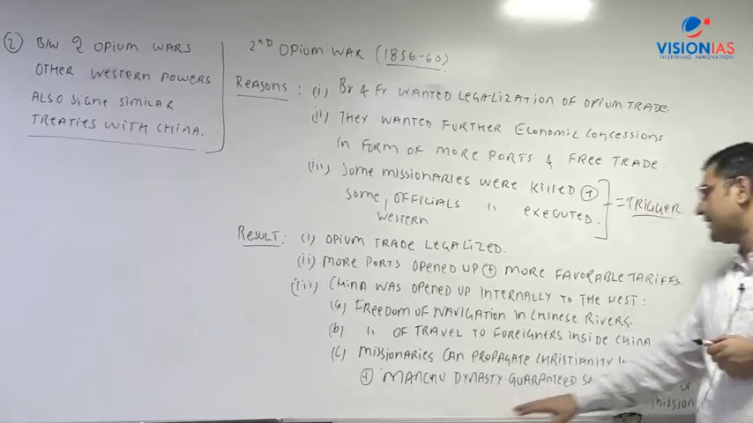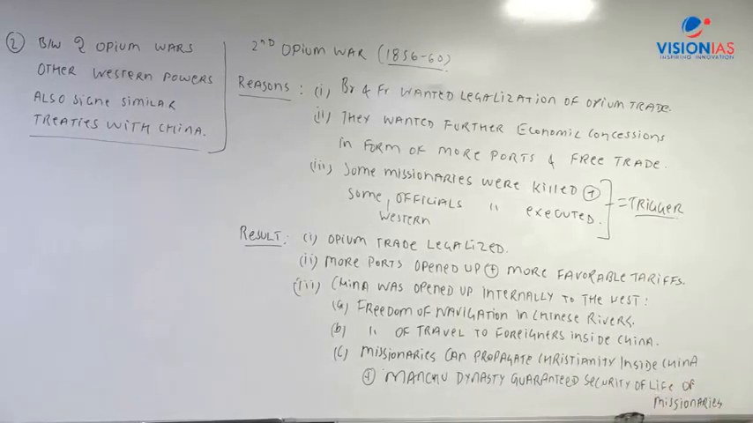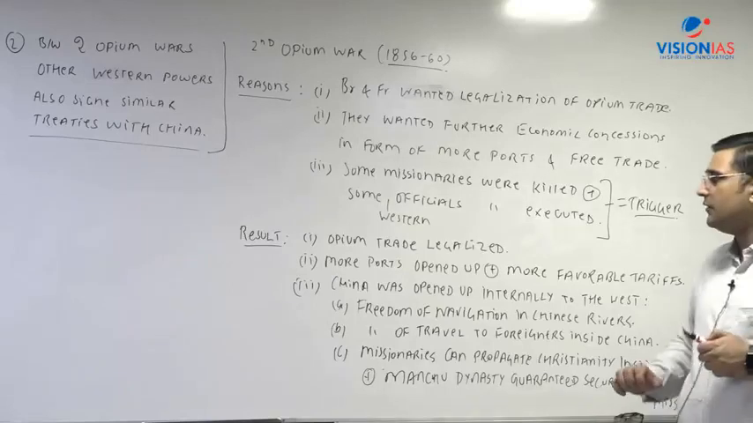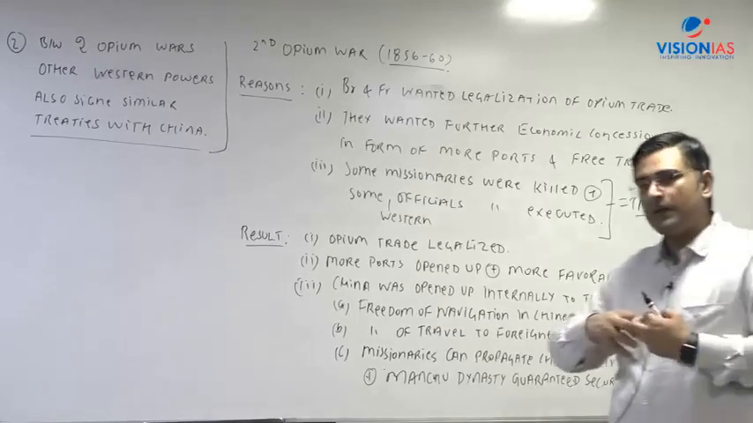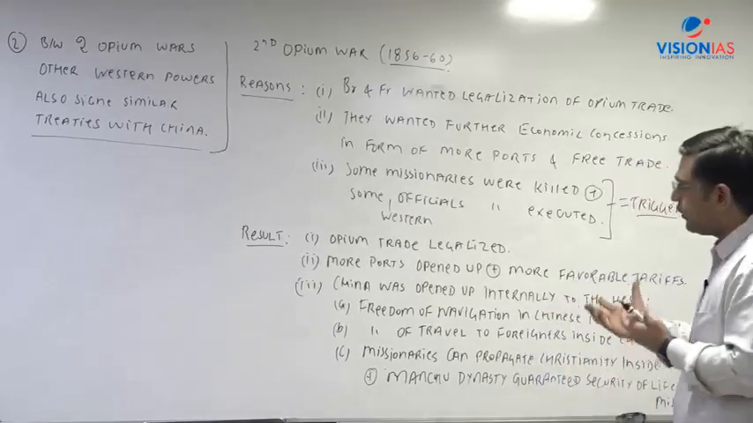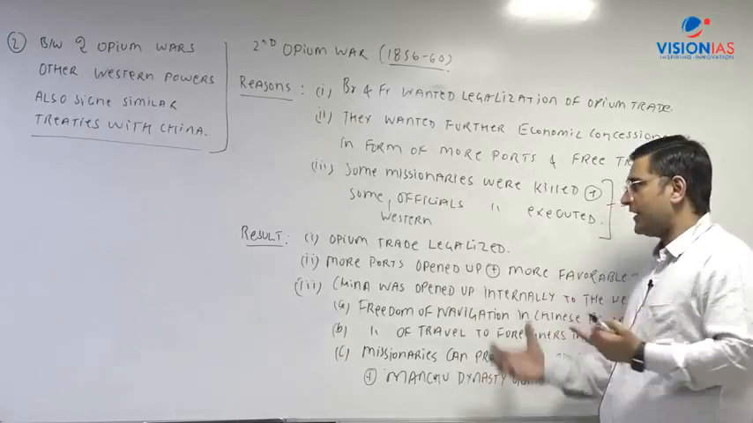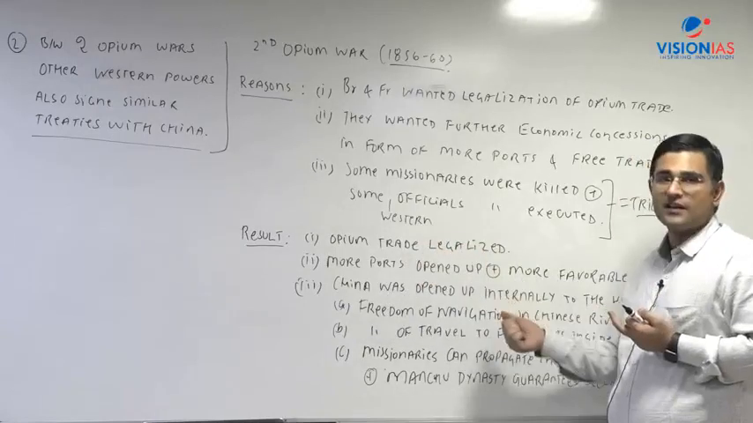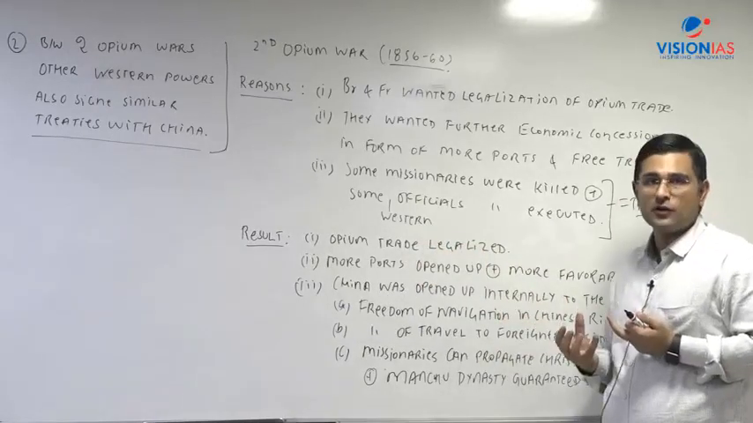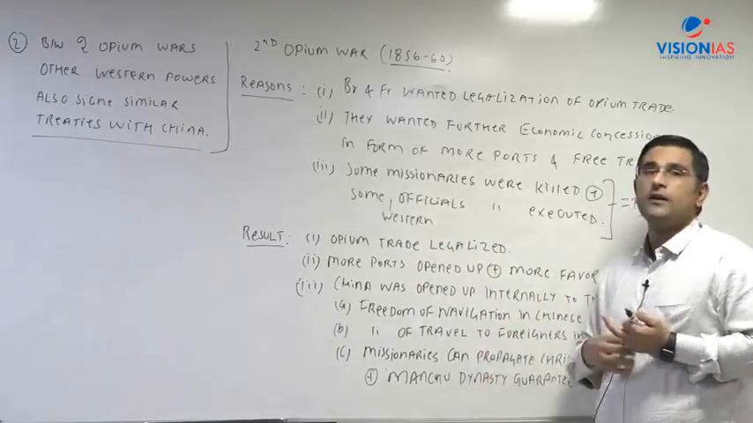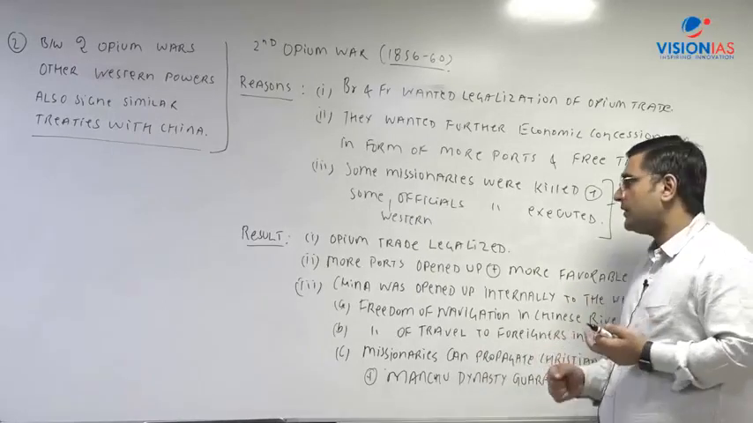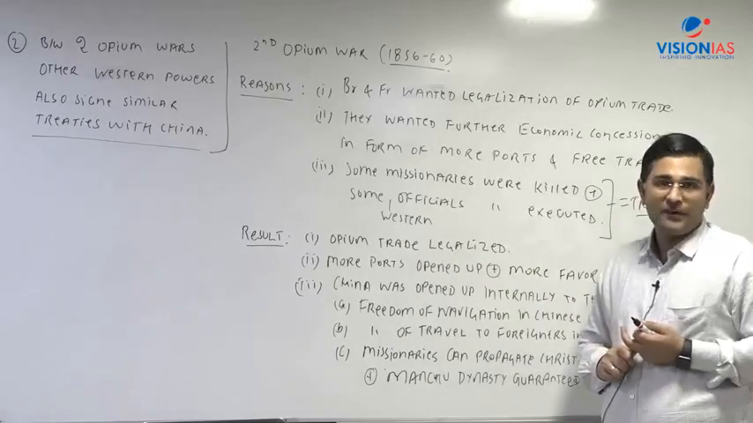The Manchu dynasty guaranteed security of life of missionaries, right? So this is what will happen. There will be import of Christianity into China, but look at the irony that on one side they are spreading this Christianity, and on the other side opium trade is legalized. This is the irony of colonialism, that on one side you are saying that we are going to bring you a better religion, and on the other side you are legalizing the opium trade, right?